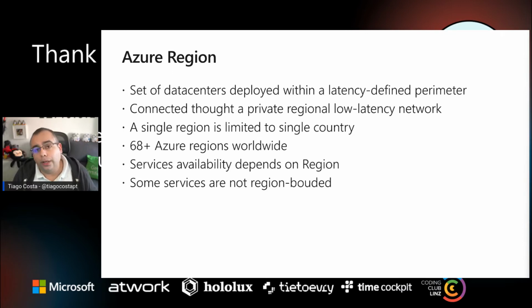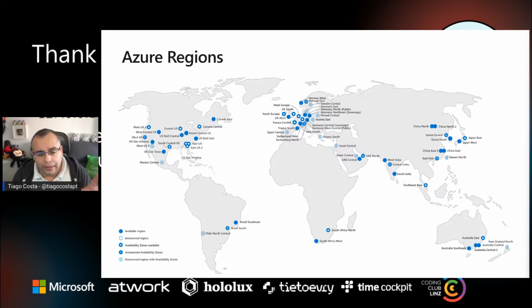So for a region to be in the GA status, which is general available, they need to have all of those services available. So that's pretty cool. Another map, you can see a lot of circles in here. We have really a global scale.